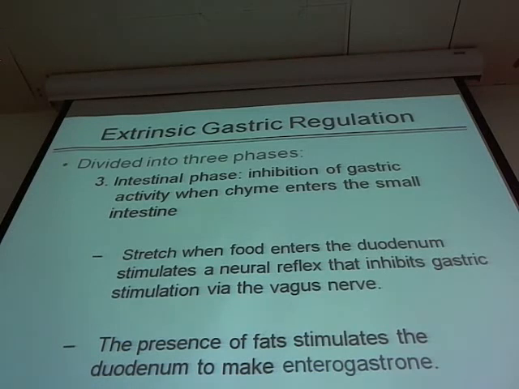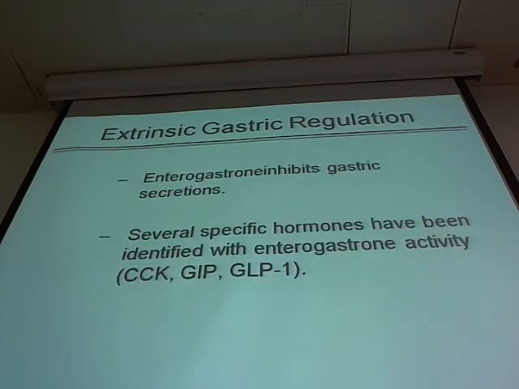Stretch. When fluid enters the duodenum, there's a neural stretch via the nerve for the secretion of the bile and all the other enzymes. And then fats enter the enterogastric reflex. Skip.